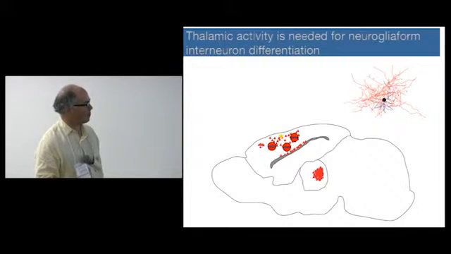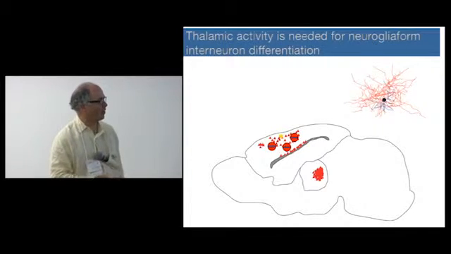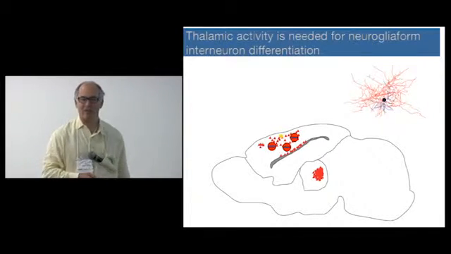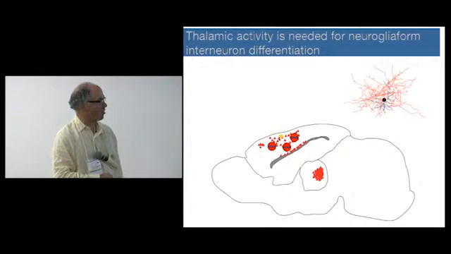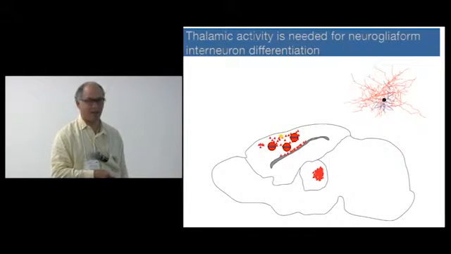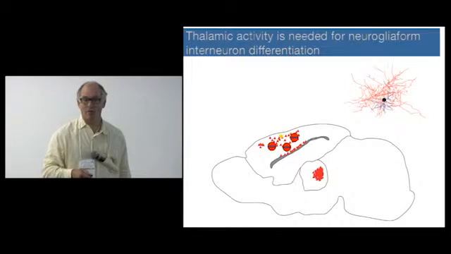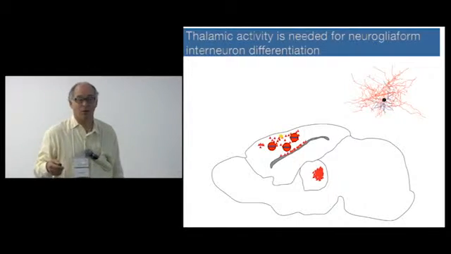So what happens if you block the cortical input? Does that have any effect on the cell? In fact, not much. They didn't seem to care. If you put tetanus toxin and block out the entire cerebral cortex with it and look at the neurogliaform cell, morphologically it looks pretty normal.